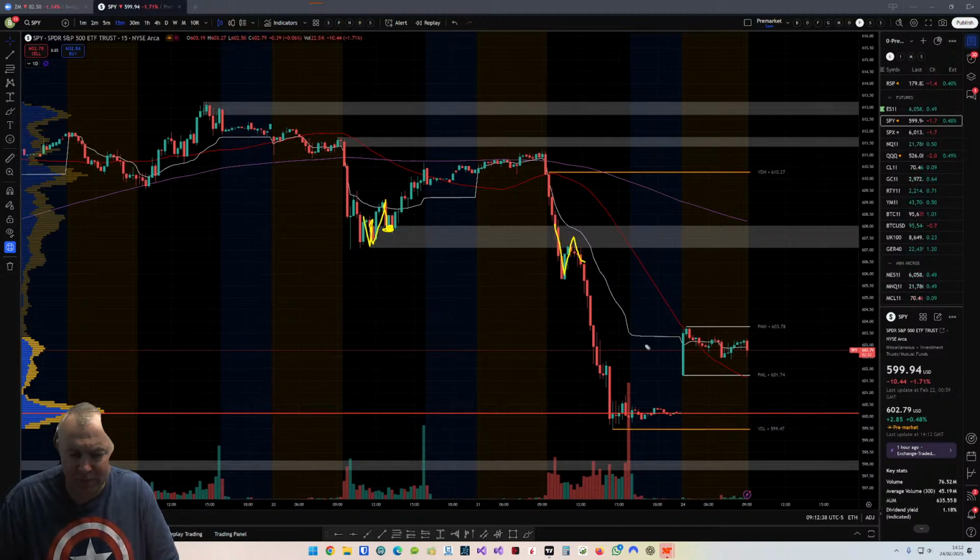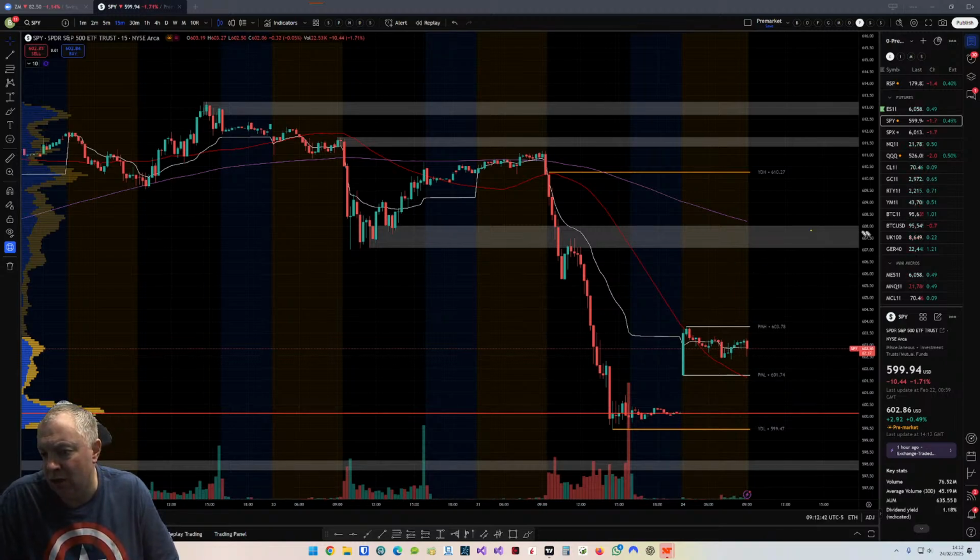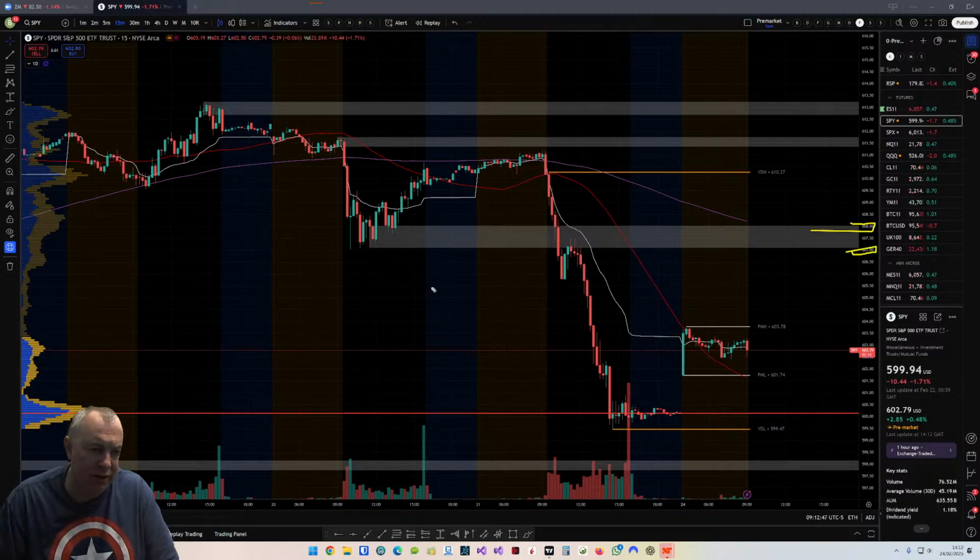came back and retested it, a bit like ES. So 607 to 608. Look at that, big round numbers as well. So pretty much keep an eye on that area.